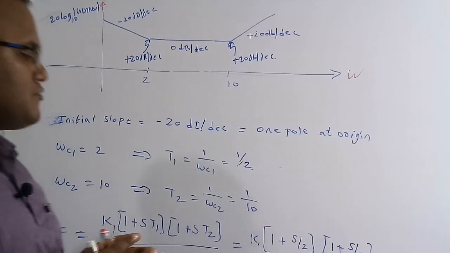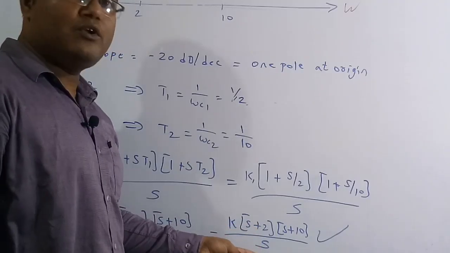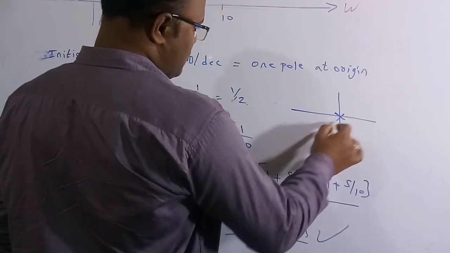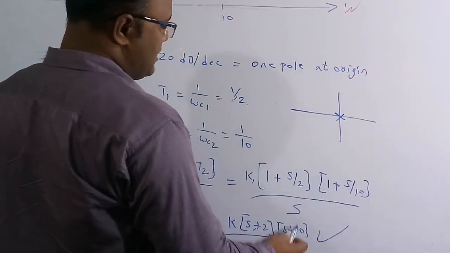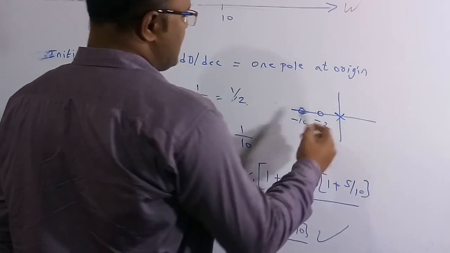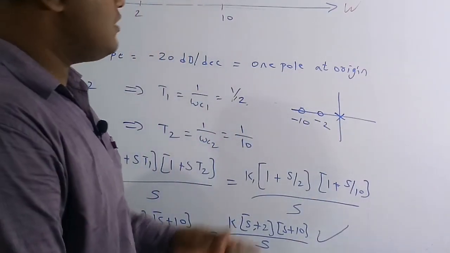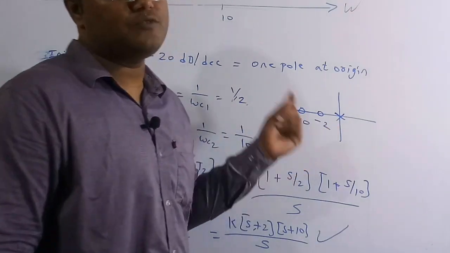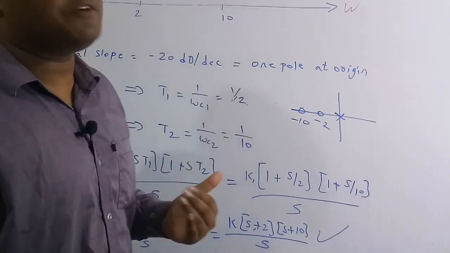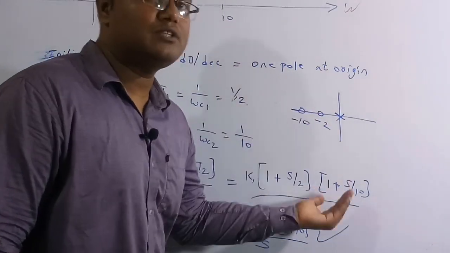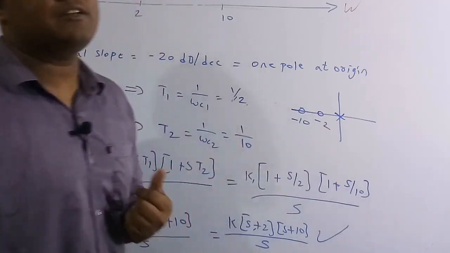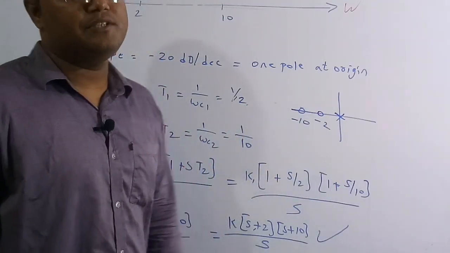See, minimum phase transfer function means, if you draw the pole-zero plot here, S is equal to origin, this is the origin pole, and S is equal to minus 2, S is equal to minus 10. So these are the poles and zeros. You can see clearly all the poles and zeros are in the left half of S plane. So we can say this is a minimum phase transfer function. For any minimum phase transfer function, all the poles and zeros are lying purely on the LHS of S plane. This is a very, very important question which is asked in so many AE examinations also.